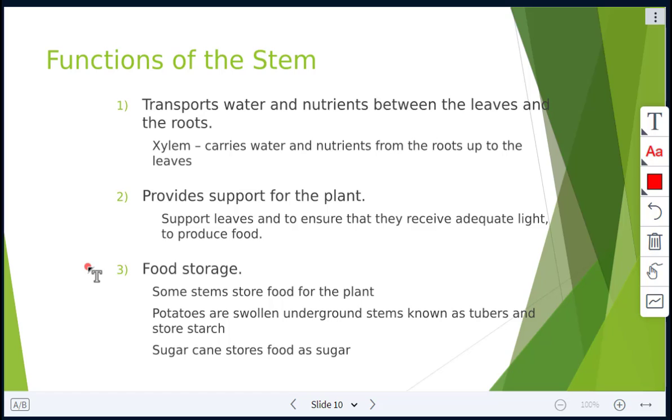So some stems, they store food for the plant. Potatoes, for example, they are actually swollen underground stems, which are known as tubers, and they store starch. Sugar canes are also function for food storage. The sugar cane, which is the stem, it stores food as sugar.